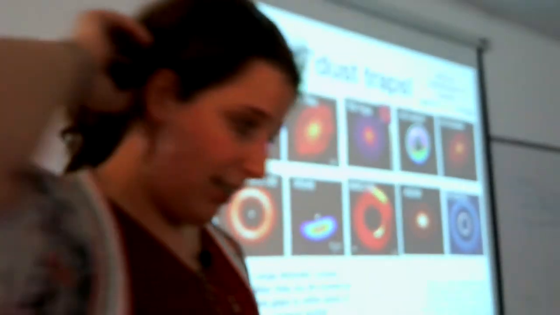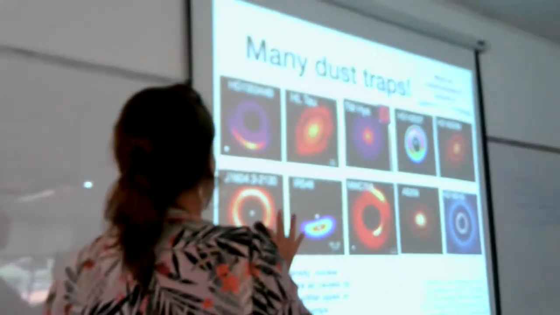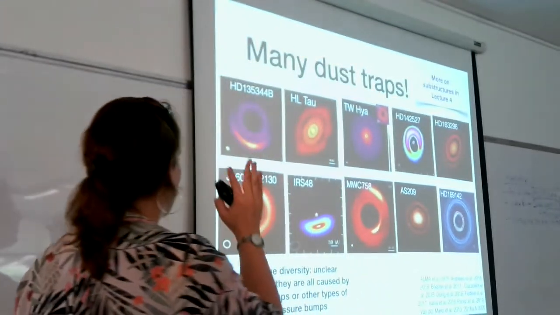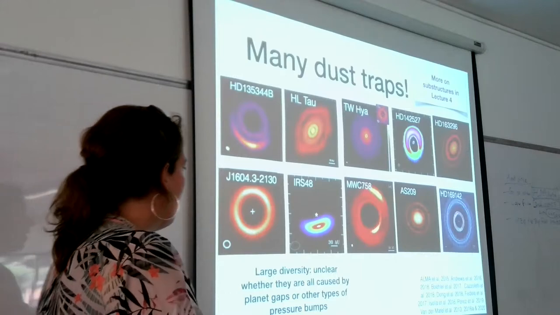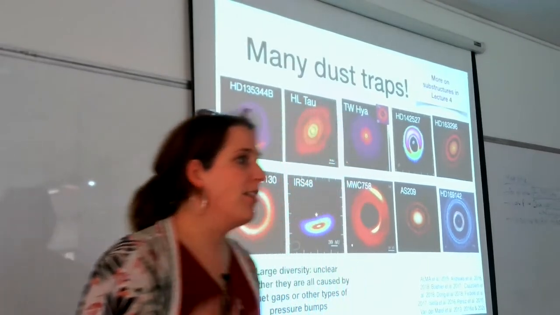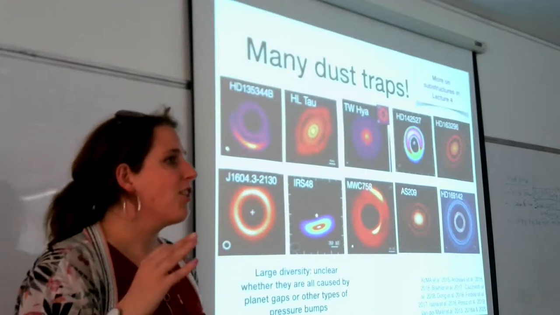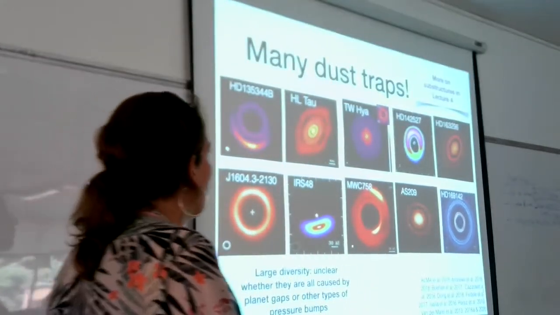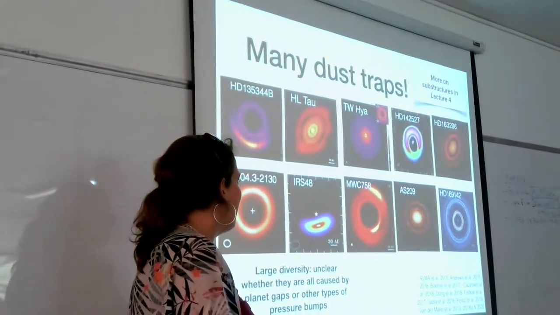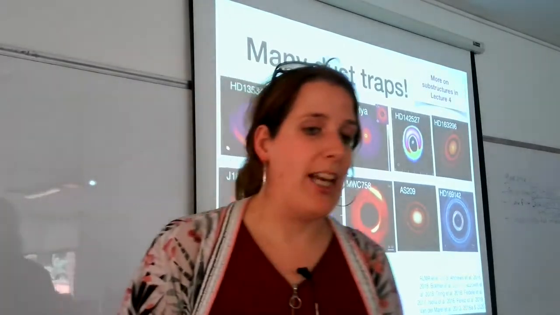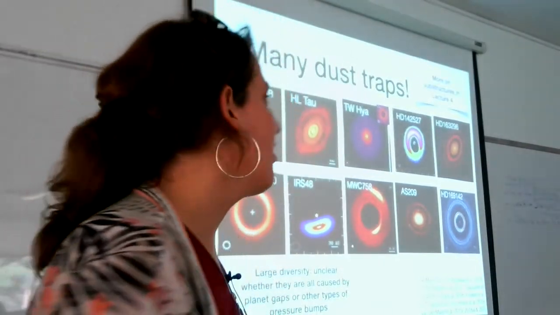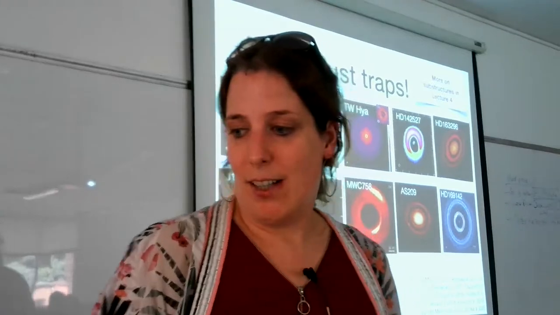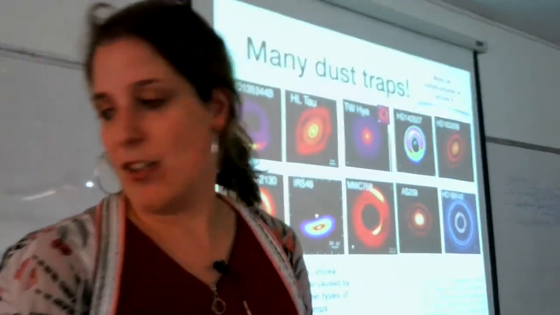Okay, so with ALMA, we think we have seen many of these dust traps. Essentially, all of these large-scale dust structures like gaps, rings, asymmetries, are thought to be dust traps. We don't know for sure what is causing the dust trap, and I'm going to talk more about that this afternoon. What is the origin of the pressure traps? And what additional information do we have to say that this is a planet gap or maybe something else that is creating pressure? But it seems pretty evident that the dust structures themselves are dust traps.